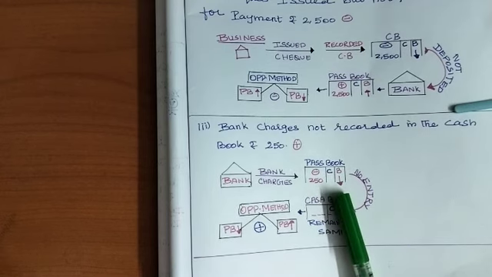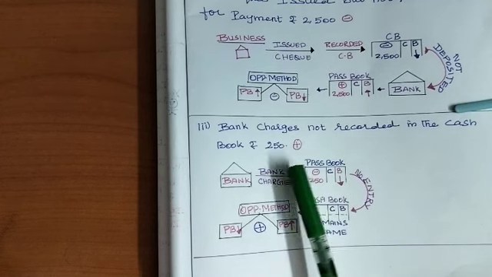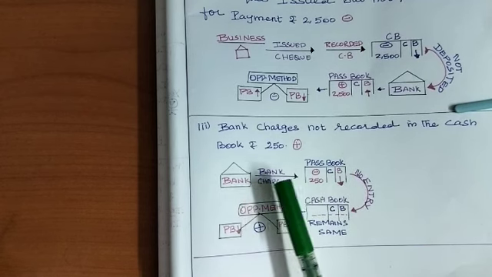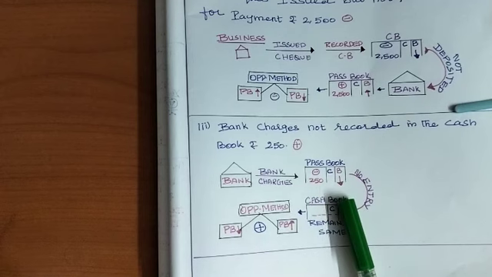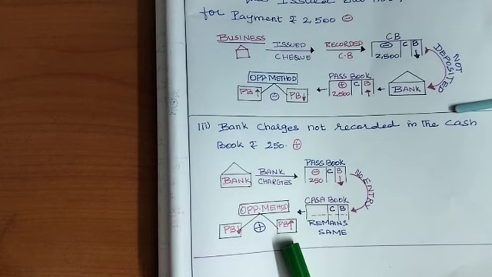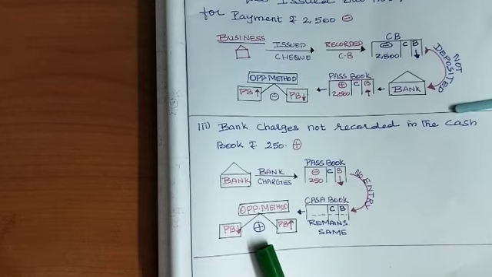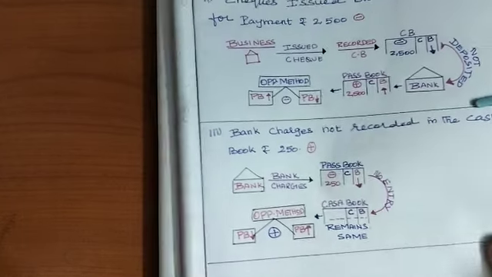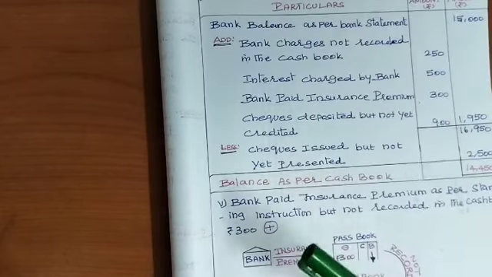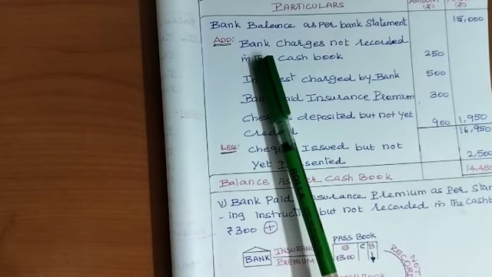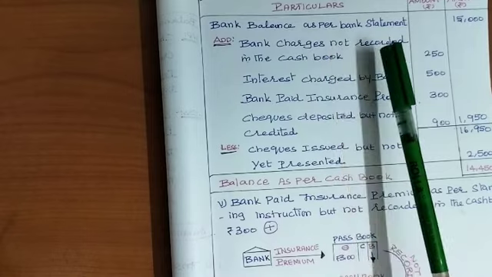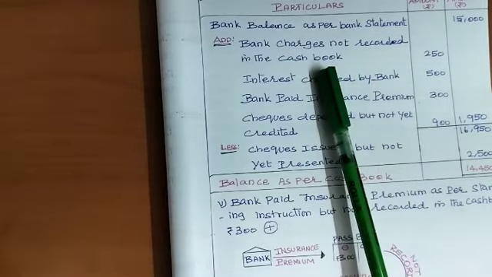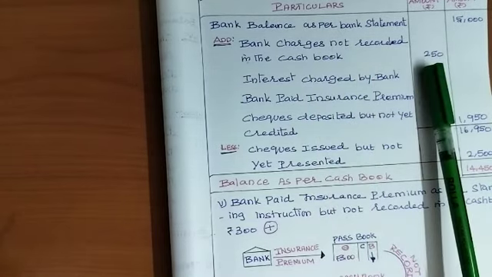Here the passbook decreases because bank charges were taken from the customer's account. Immediately the bank passbook is decreased by 250 rupees. So the passbook decreases, and by the opposite method, it will be increased. So this transaction is to be added. In the add column, we have to write: bank charges not recorded in the cash book, rupees 250.